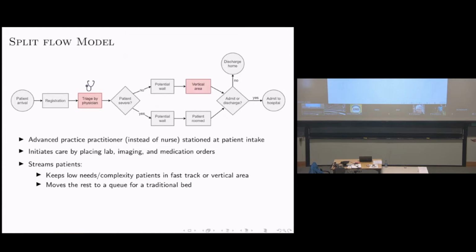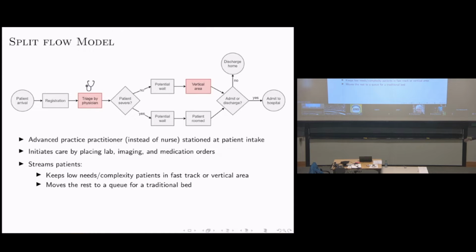And the second one is also common in the OR literature: they stream patients. So after they do this initial patient intake, they're going to stream patients into two flows. The first flow, the one at the top, is for those patients who are low complexity, low acuity, and they have a separate fast track area where they get treated by this physician that's doing the intake.